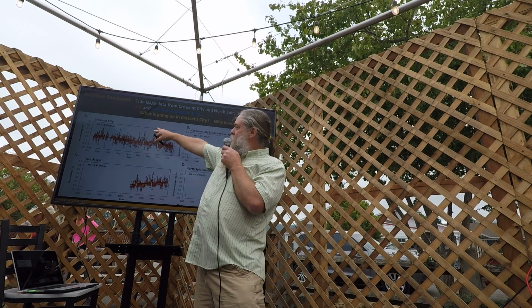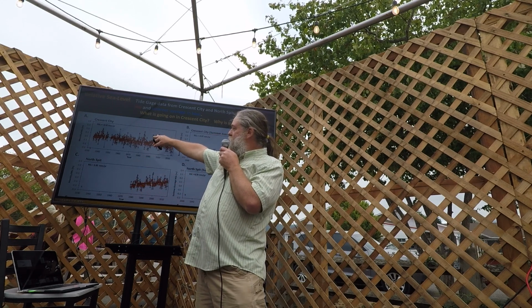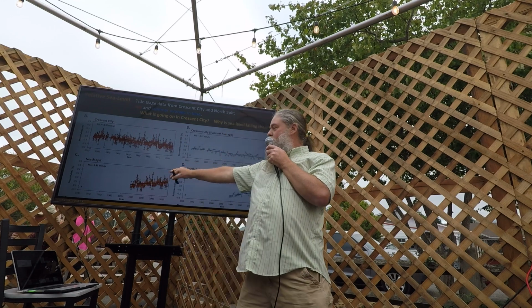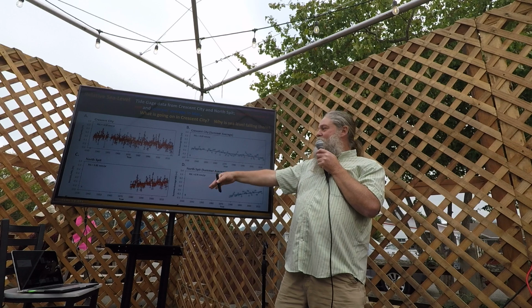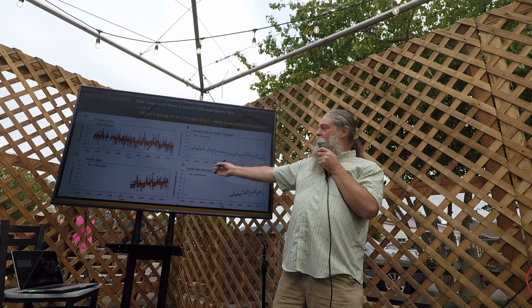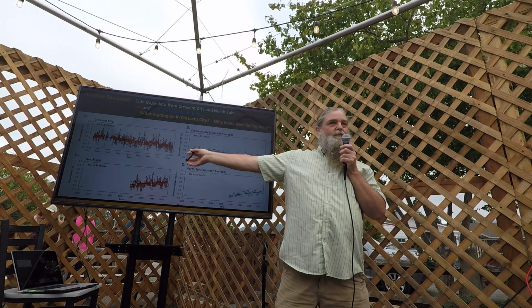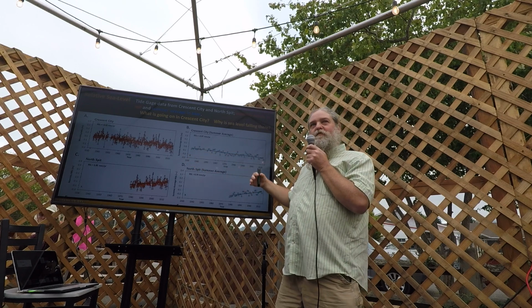So Crescent City about 1 millimeter a year down. North Spit almost about 4 millimeters or so a year sea level rise, and that's more than what the Northeast Pacific sea level rise rate is. So what's going on?